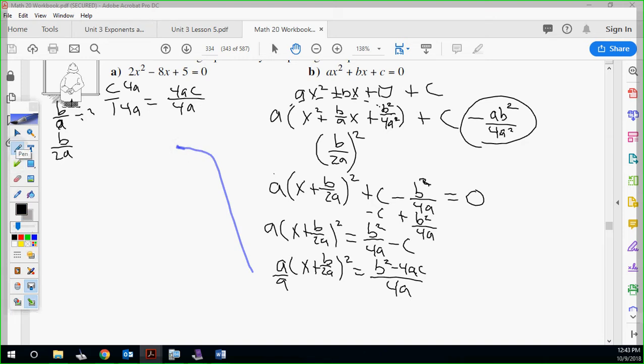Okay, so it's going to be x plus b over 2a squared equals b squared minus 4ac all over 4a squared. Now what do we do? Radical square thing. Good? You guys are killing it.